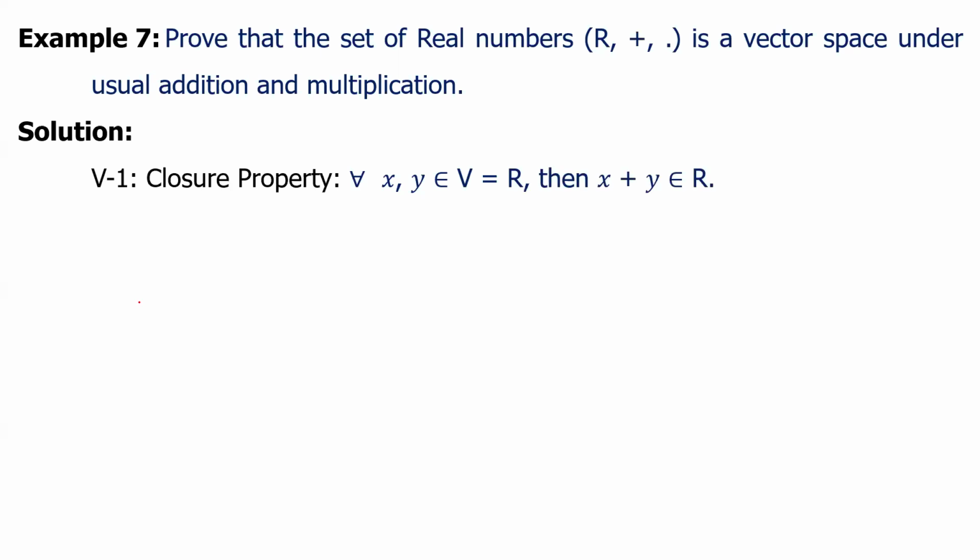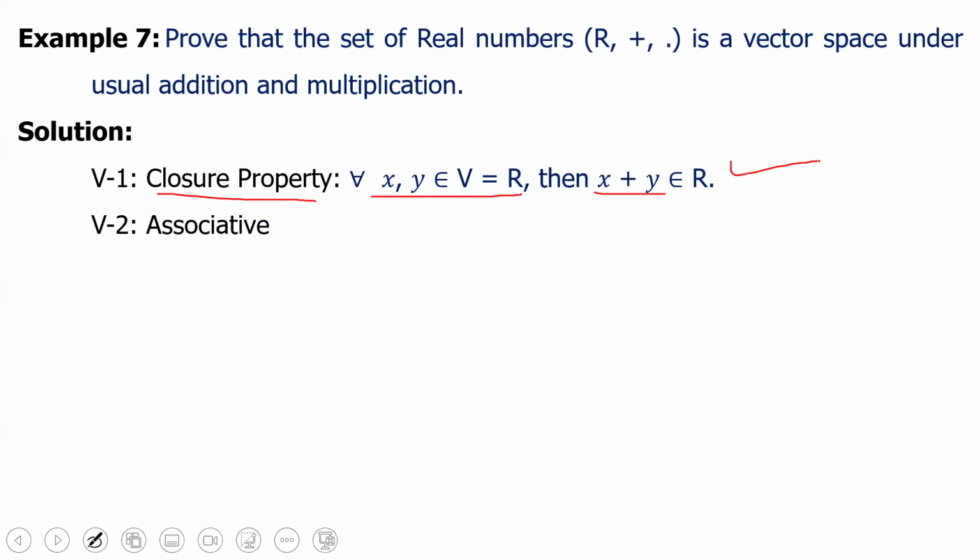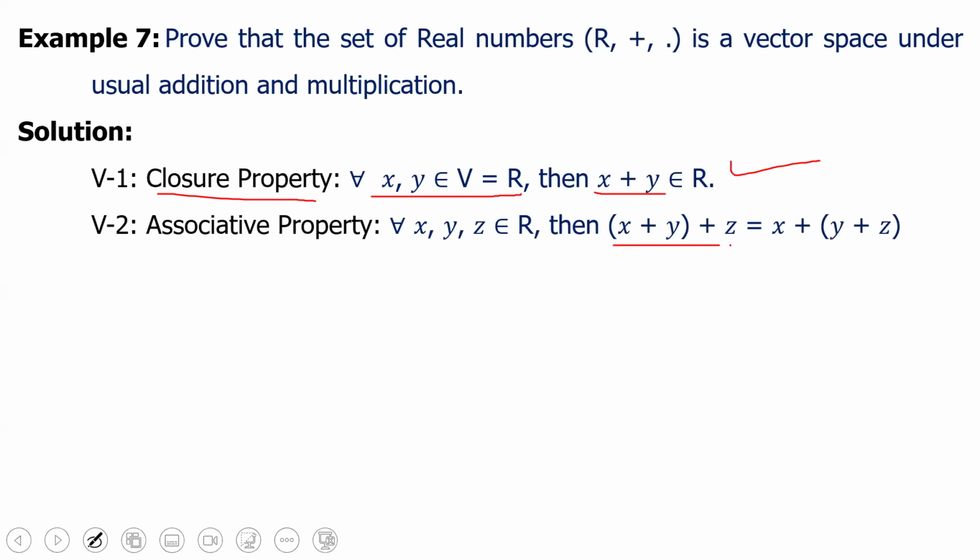The first property is the closure property. If any x, y are elements of R, then the addition of x and y is also a real number. So the first property holds. Second property: for all x, y, z belonging to R, (x + y) + z is equal to x + (y + z), both are the same.